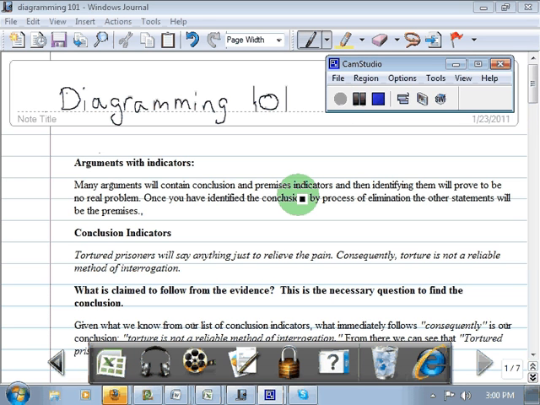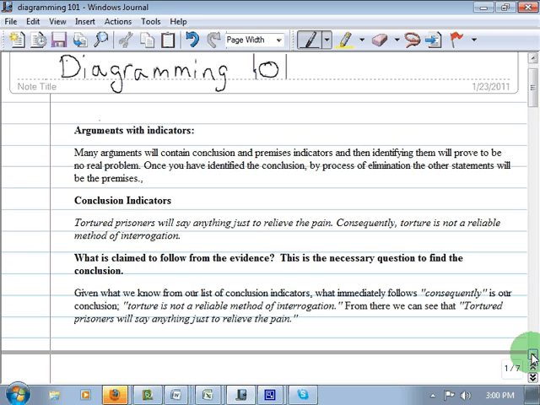Okay, this is diagramming 101. What I'm going to do here is just kind of remind you of what was in the soft chalk lecture, but hopefully this will be more precise for you and you can follow it a little bit better. So here we go. Arguments with indicators. Many arguments will contain conclusion and premises indicators, and then identifying them should prove to be no real problem. Once you've identified the conclusion, then by process of elimination, the other statements will be the premises.